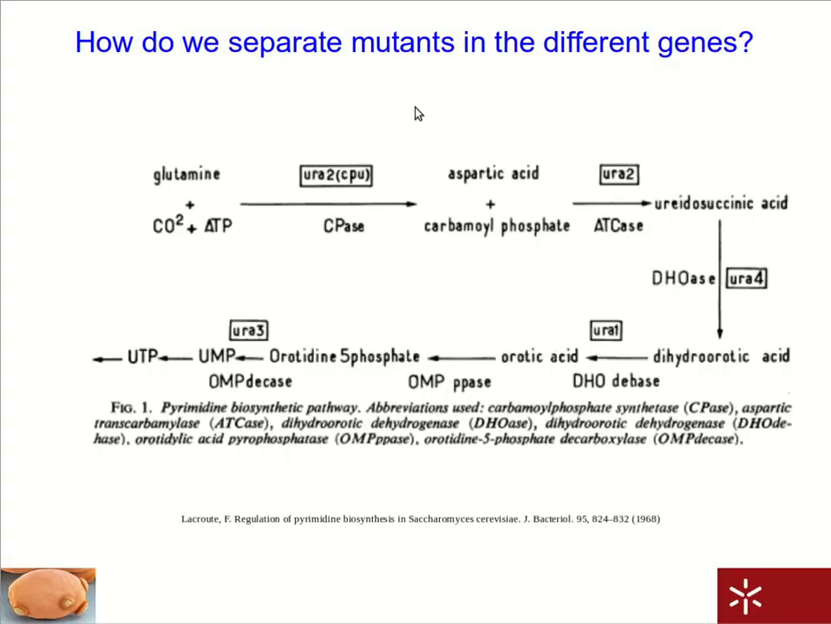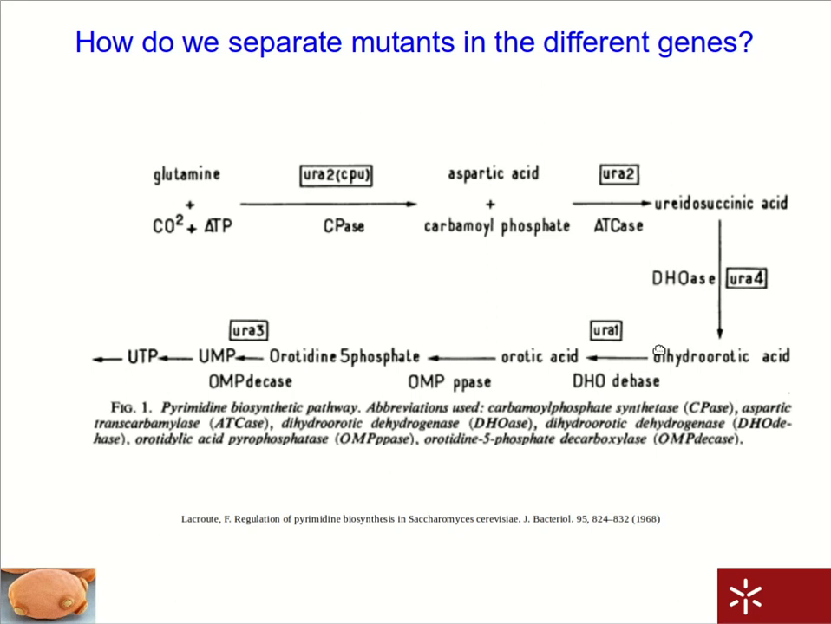But how do we separate the population of mutants in the different genes? We assume that we now have a population of mutants in the uracil pathway. This is the uracil pathway right here. And we have several genes in this pathway, and mutations in either of these will cause the phenotype that we observe in the URA1 and URA2, or the population of the URA mutants. We need some way of separating them so that we can know which one to use for cloning a specific gene.